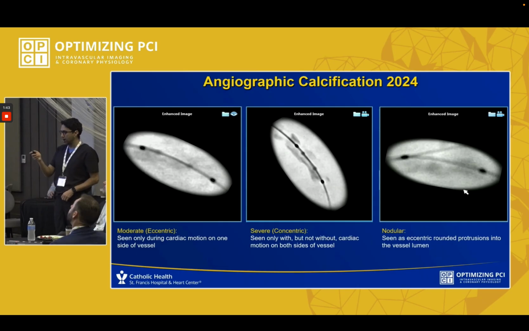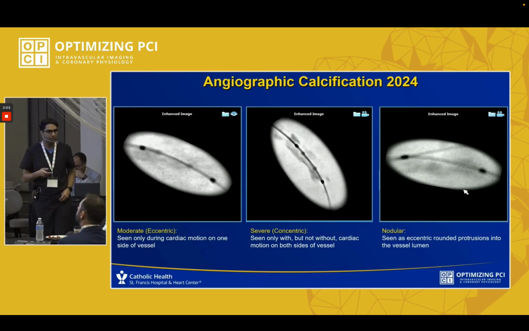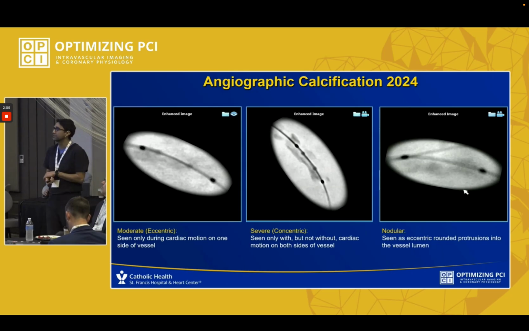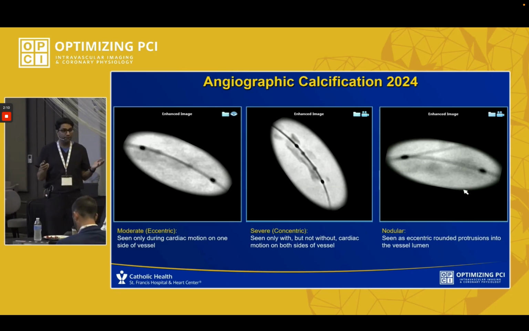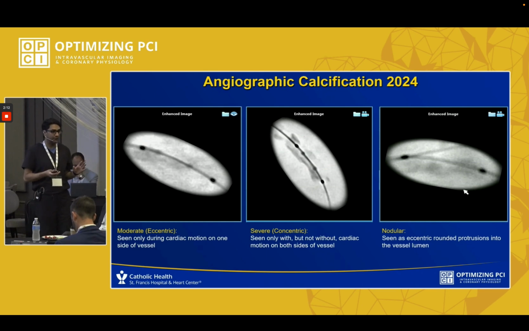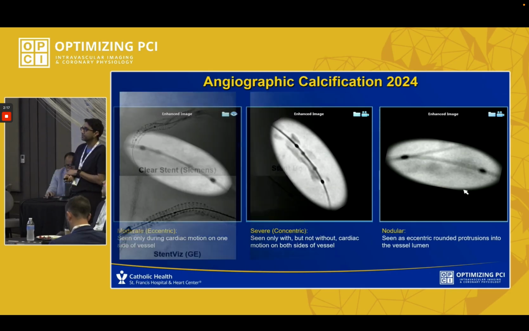Okay, on the side, where moderate eccentric, you can see that there's calcium only underneath on the bottom side of the image. For severe calcification, you can see concentric calcium, meaning calcium on both sides of the balloon, but also you can see that there's segments mixed in, which is real life, of eccentric. So there's both concentric and eccentric calcification. And finally, on the right side, you can see the one other thing that we're very interested in, and that's nodular calcification, because the response to therapy is terrible and the patient outcomes are terrible.